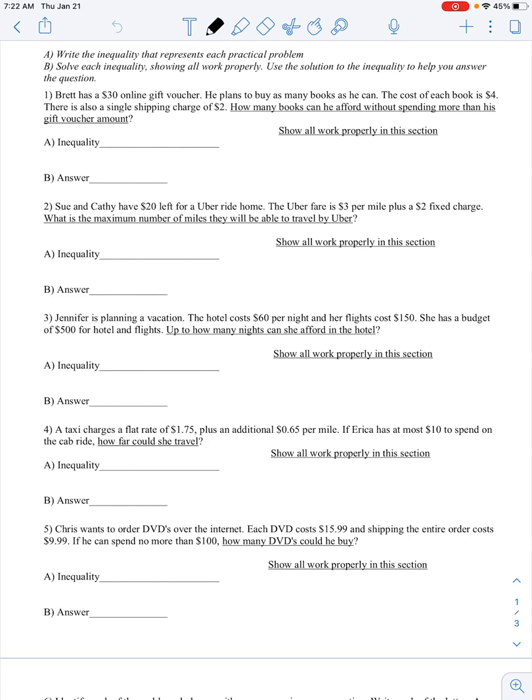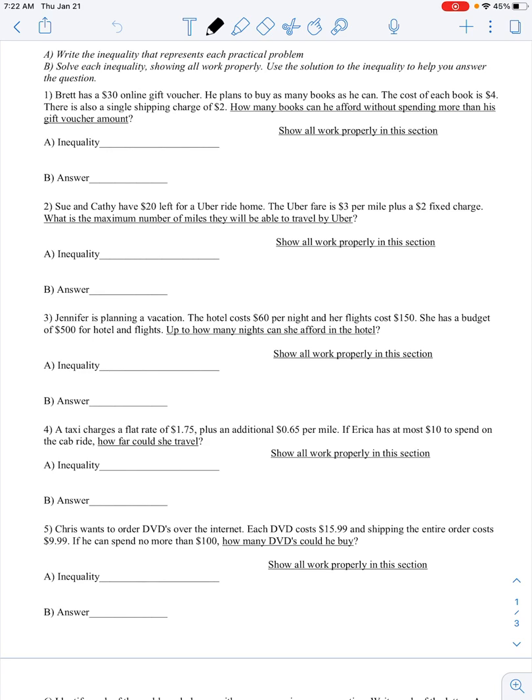Brett has a $30 online gift voucher. He plans to buy as many books as he can. The cost of each book is $4. There is also a single shipping charge of $2. How many books can he afford without spending more than his gift voucher amount?